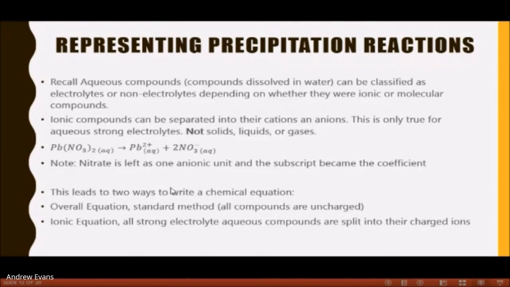On Wednesday we will learn how to write these as an ionic equation. Today we've been talking about writing the overall equation, which is the standard method. Everything's uncharged, and we write it as it is. But we're going to get to ionic equations where we split the aqueous compounds down to the charged ion units. And that's where we're going to go, but that's where I'm going to stop for today.